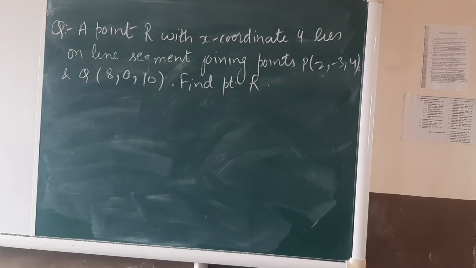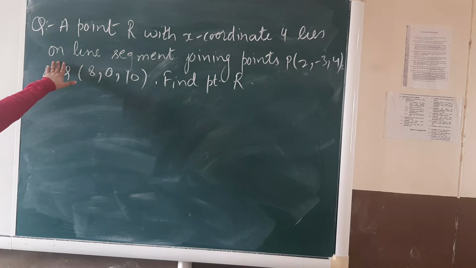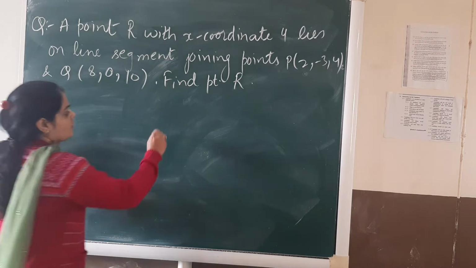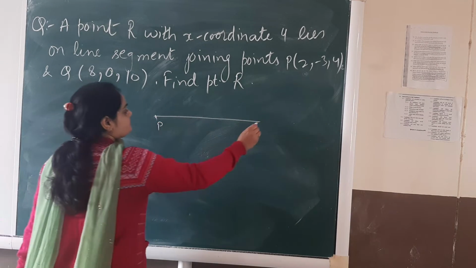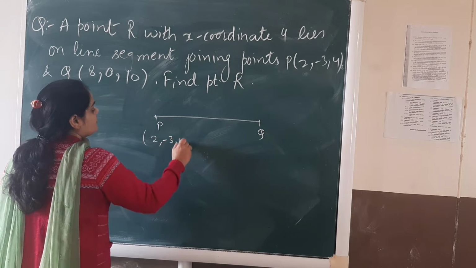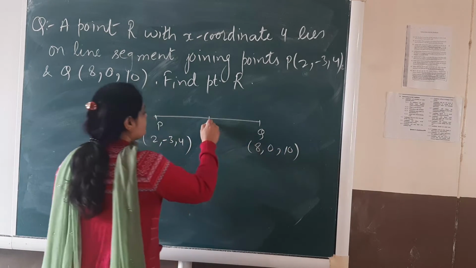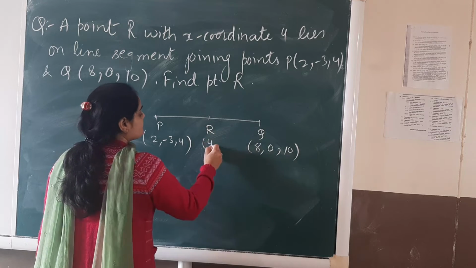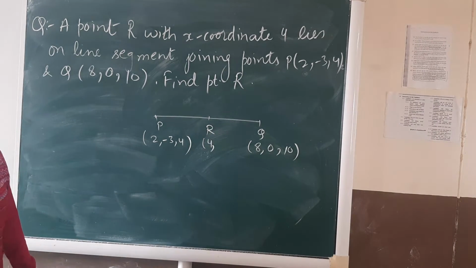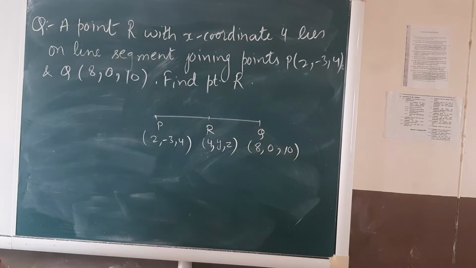The next question is, a point R with x coordinate 4 lies on the line segment joining the points P and Q. Okay, we have one line PQ. P's coordinates are 2, minus 3, 4, and Q's coordinates are 8, 0, and 10. And there is a point R whose x coordinate is given, which is 4. Of course, we don't know the y and z coordinates, so it will remain y comma z.